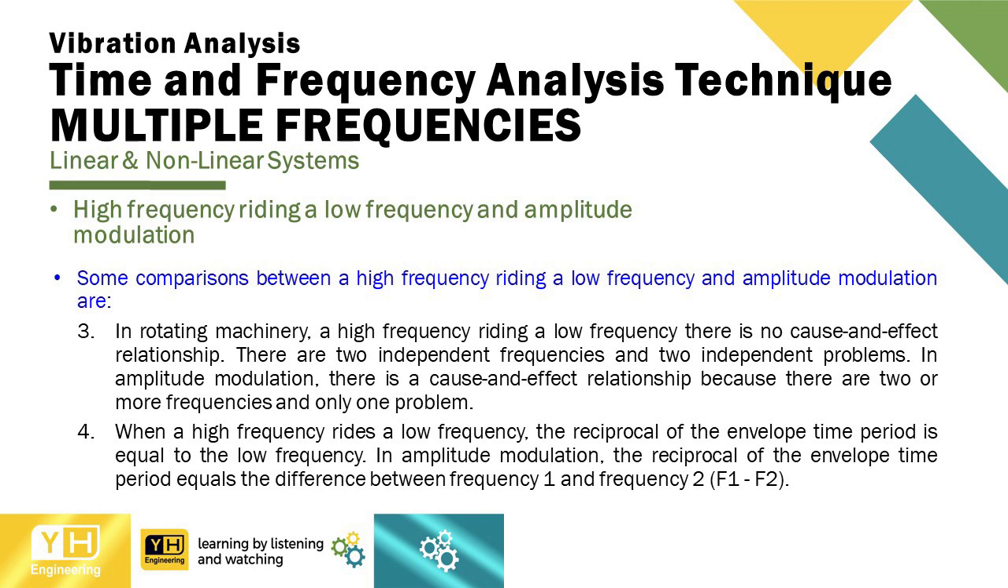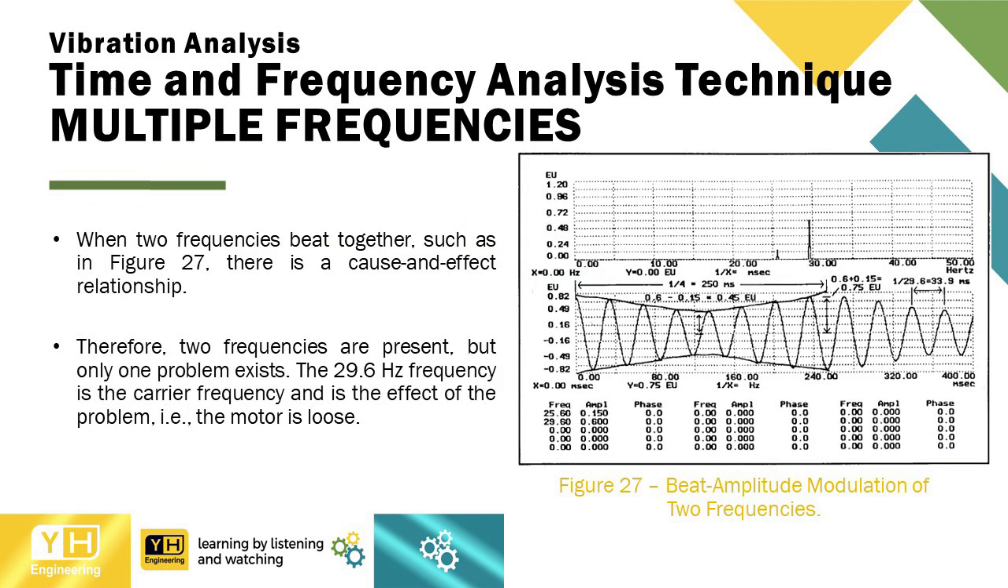Number 4 is, when a high frequency rides a low frequency, the reciprocal of the envelope time period is equal to the low frequency. In amplitude modulation, the reciprocal of the envelope time period equals the difference between frequency 1 and frequency 2, or f1 minus f2. When two frequencies beat together, such as in figure 27, there is a cause and effect relationship. Therefore, two frequencies are present, but only one problem exists.